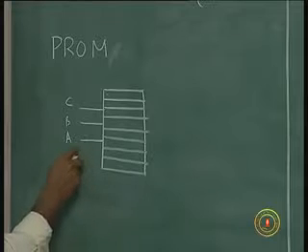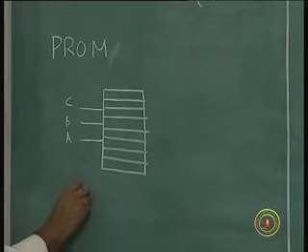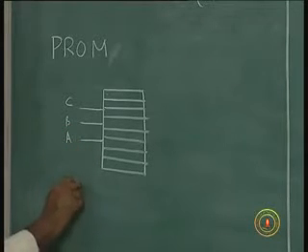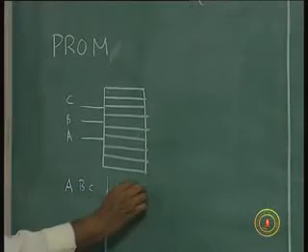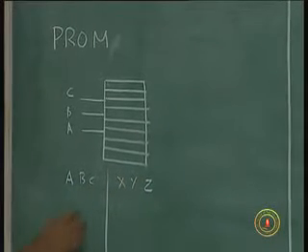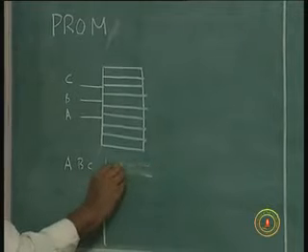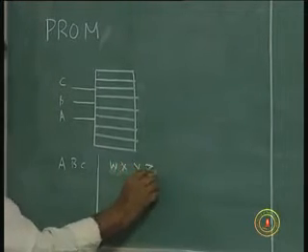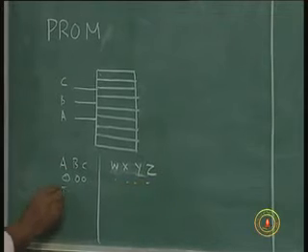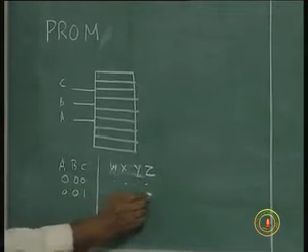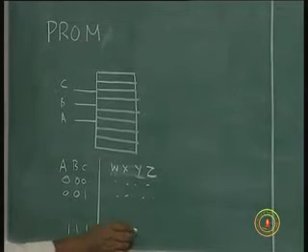So if I want to have a truth table with 3 values A, B, C and 3 values of output X, Y, Z, or 4 values of output W, X, Y, Z. For ABC input 0, 0, 0, let us say this is something. 0, 0, 1, there is another combination. 1, 1, 1, there is another combination.